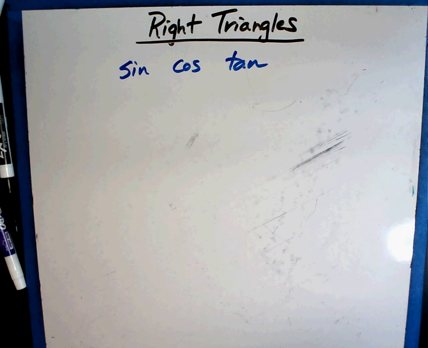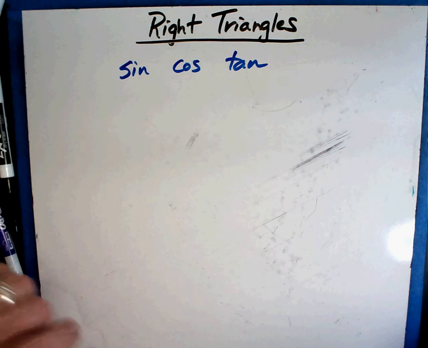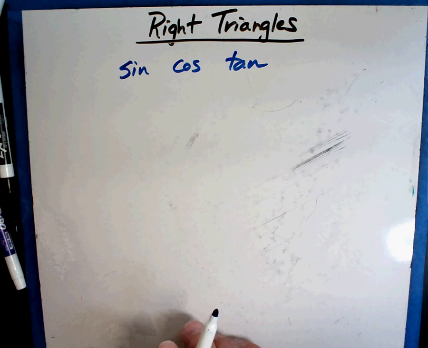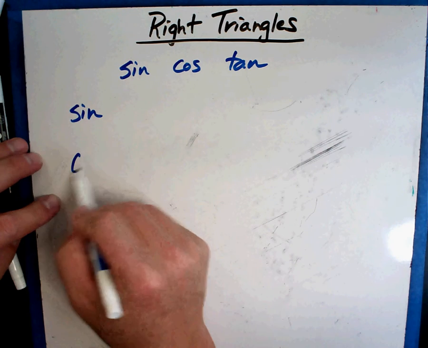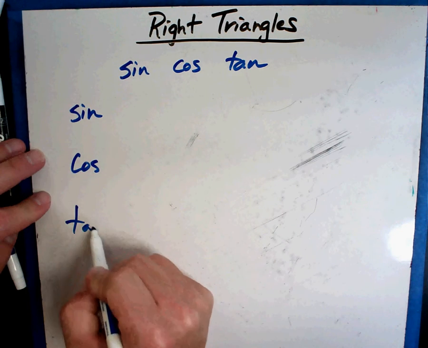I'm going to do one more quick video on right triangles, but we're going to deal with sine, cosine, and tangent when we do this. This goes for right triangles. I'm going to define each of them first, just to make sure you know what they are.